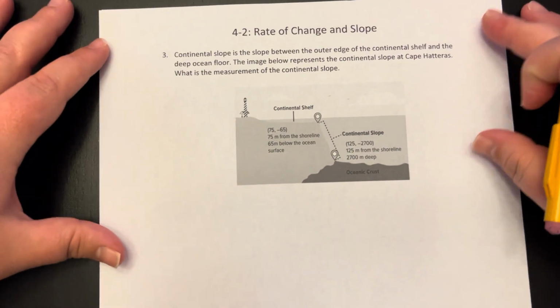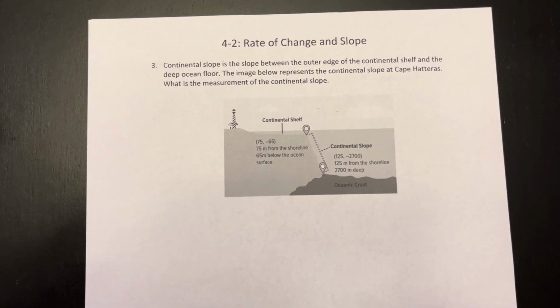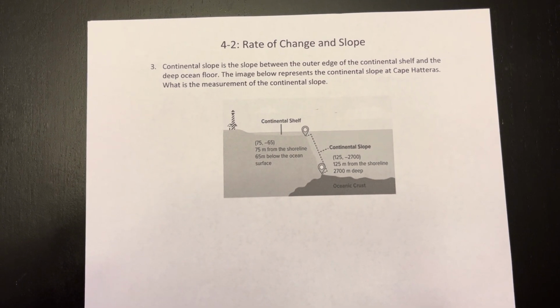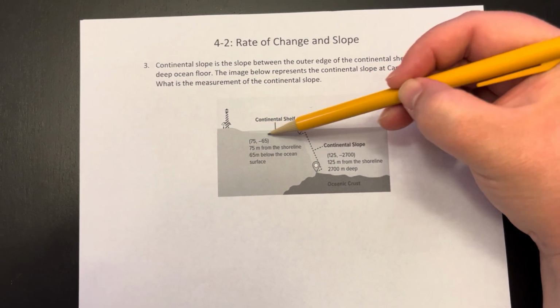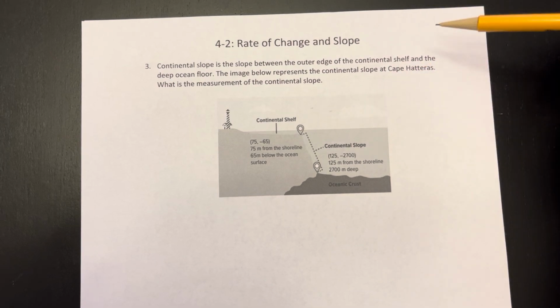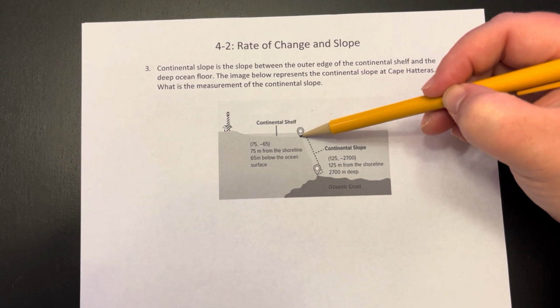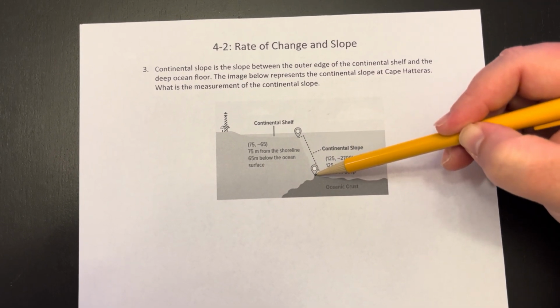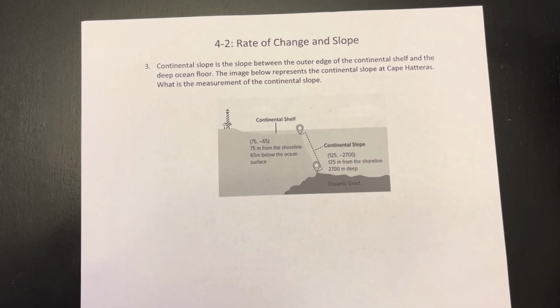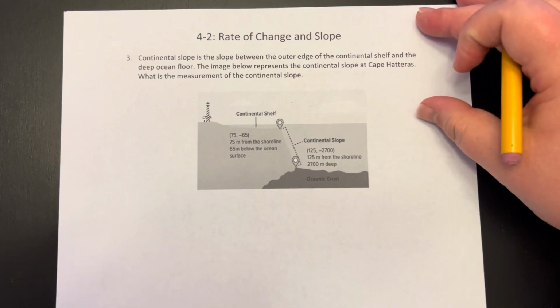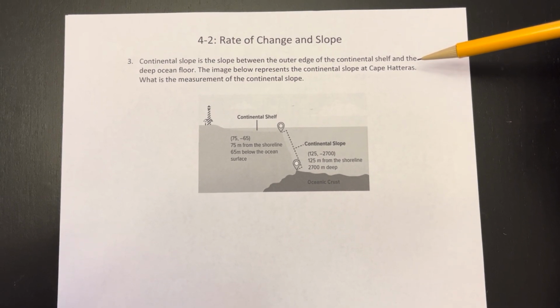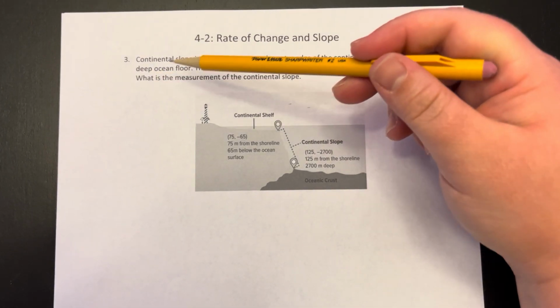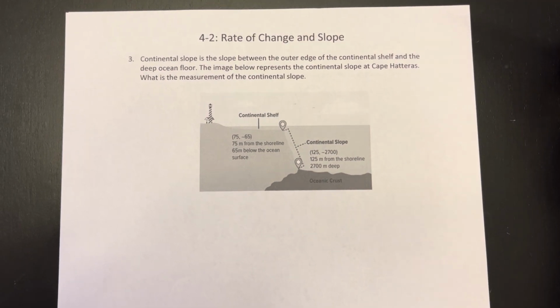All right, last section here is a real-world scenario. So continental slope is the slope between the outer edge of a continental shelf. So this here, where it dives into the water, is called a continental shelf. So from that point to the ocean floor is called a continental slope. So the image that you see here represents the continental slope at Cape Hatteras. All right, it says, what is the measurement of the continental slope?